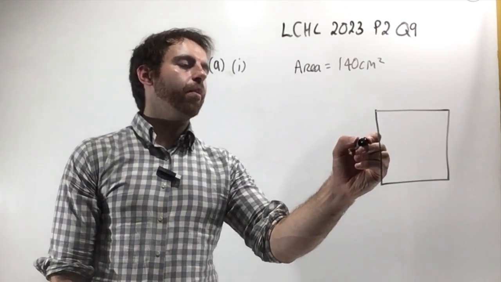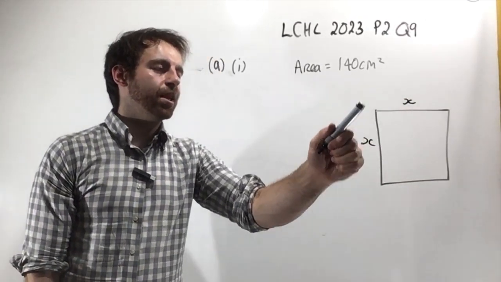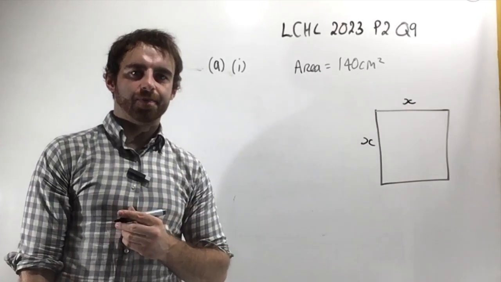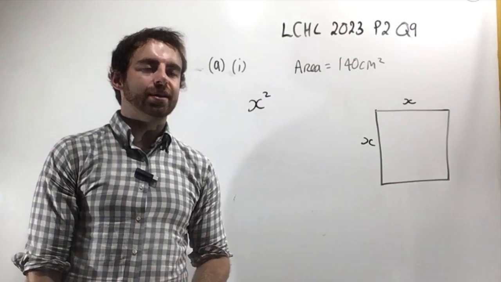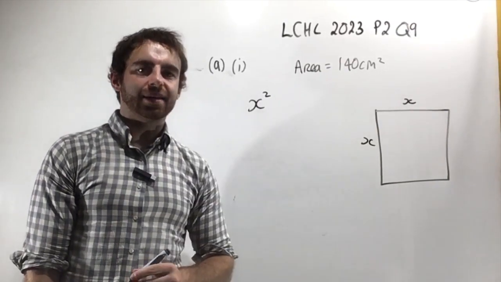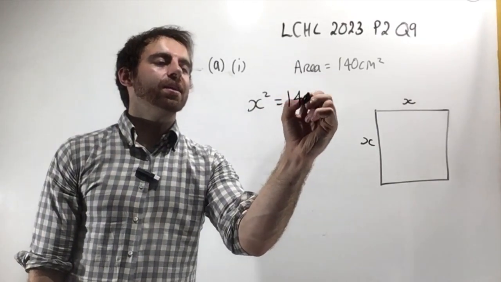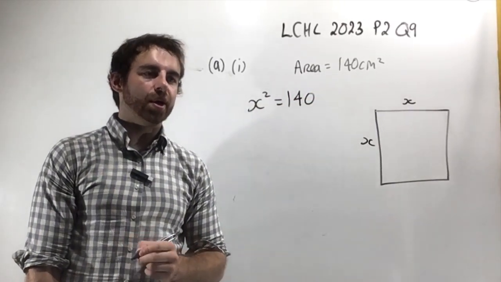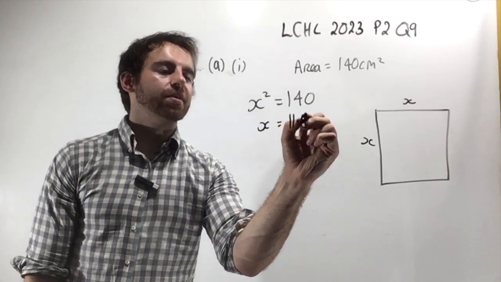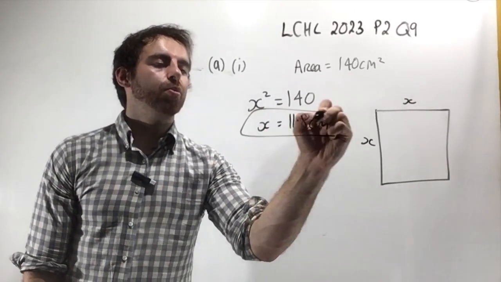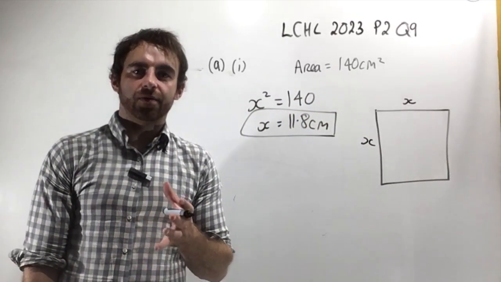Well, obviously the thing we know about a square is that all the sides are the same. So what I might do is start labeling the length as x and the width as x. To get the area of a square, it's simply the length multiplied by the width. In other words, x multiplied by x. So the area of the square is x squared. And the question told me the area is in fact 140 centimeters squared. So I can say x squared is 140 centimeters squared. And if you simply get the square root of both sides, you end up working out that x is 11.8 centimeters. And that's your final answer for the first part of this question.